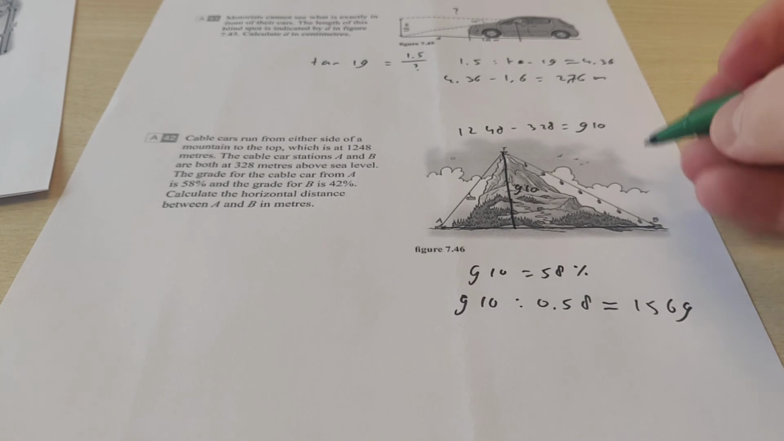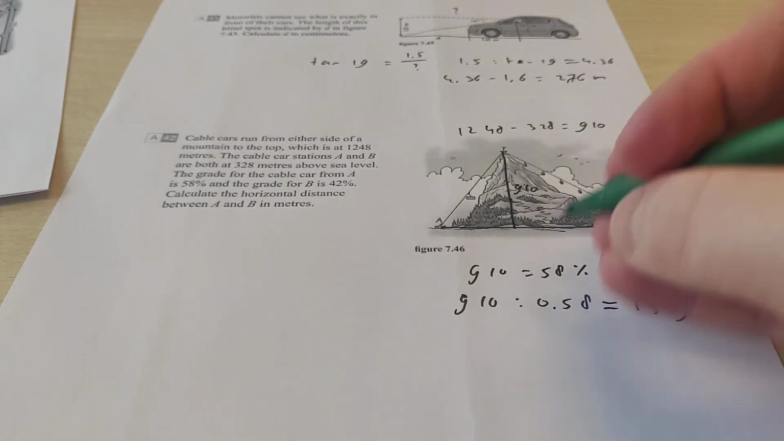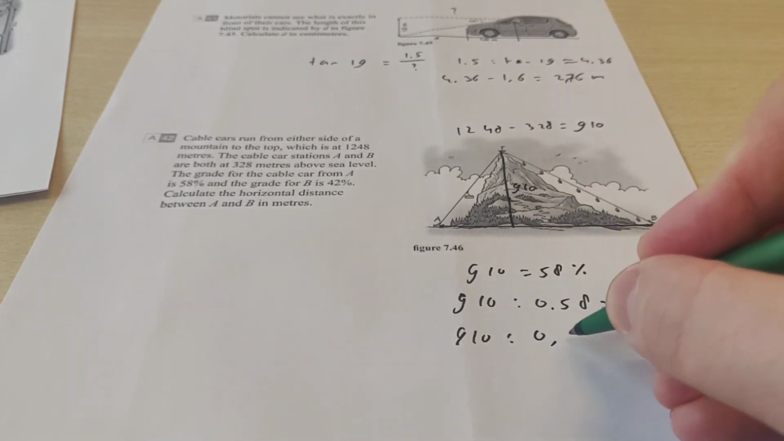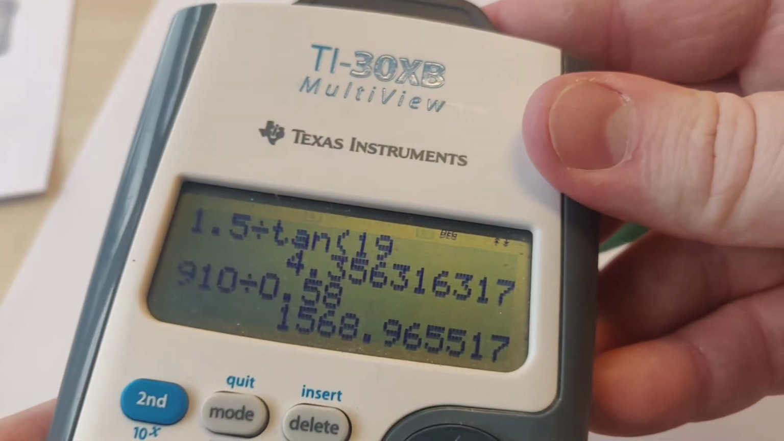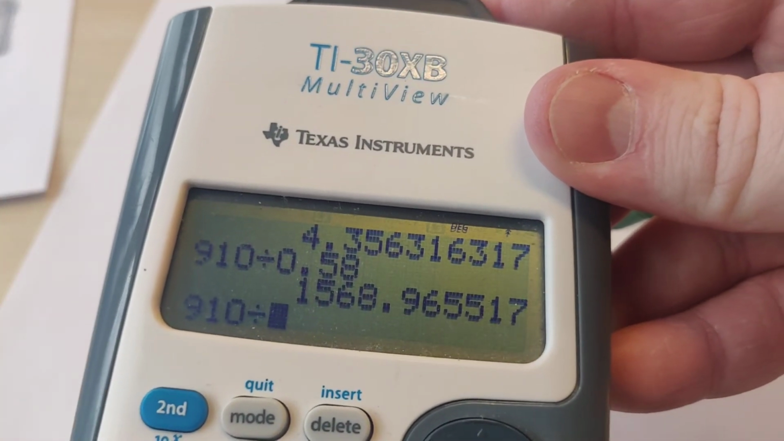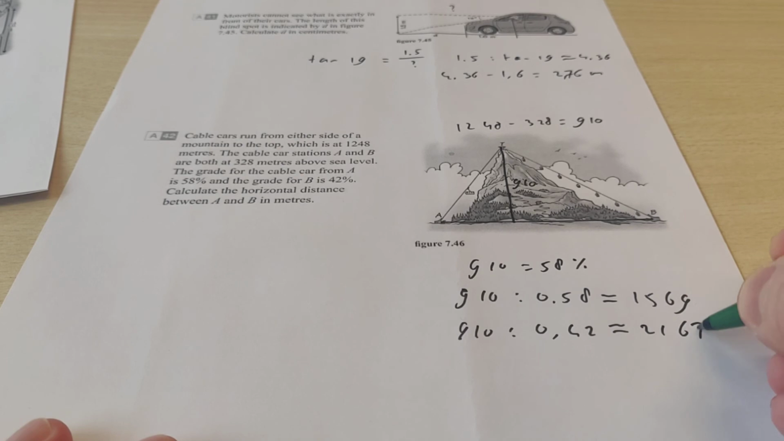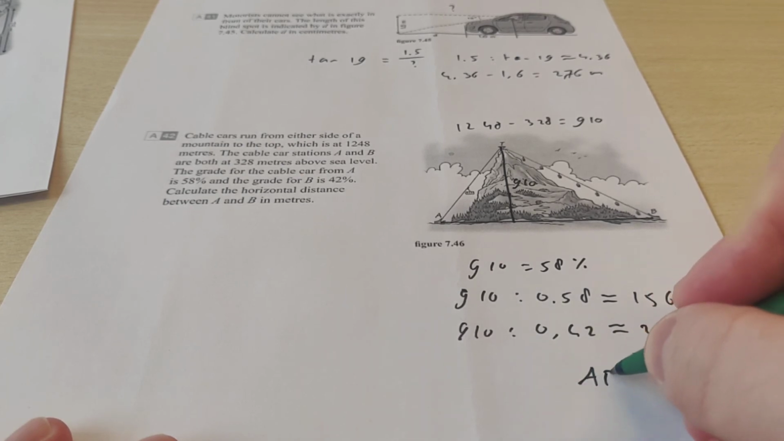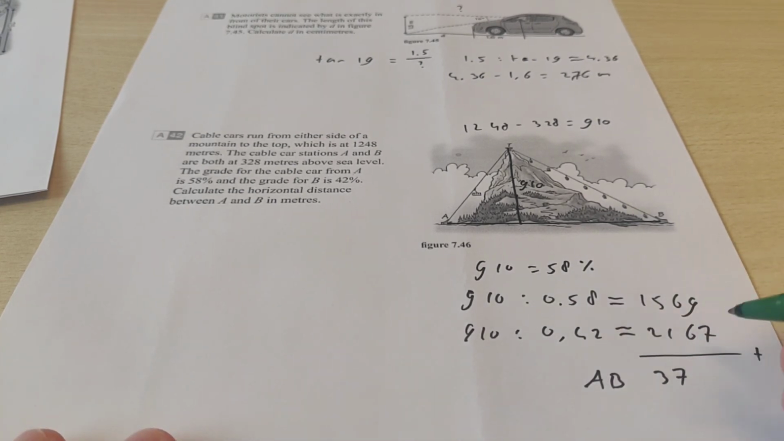And then we also need to do the same thing for the other side. Here the grade is 42%. So what we need to do is 910 divided by 0.42. And then we know how big that length is. So let me see what it is. 910 divided by 0.42, and then here we get 2167. And then when you add these, then you know what AB is. So we're going to add these two together. And then in total we have 3736 meters.